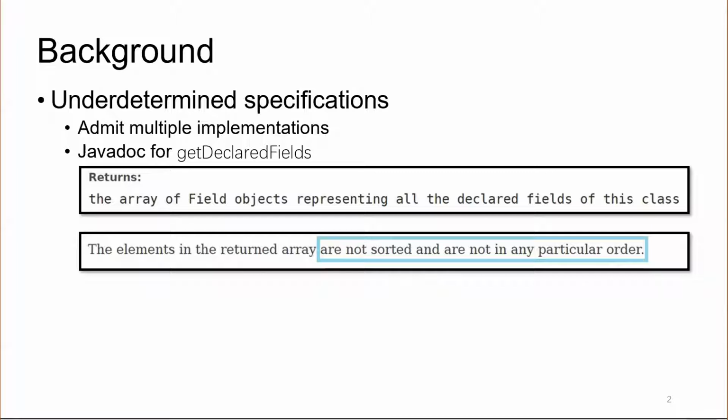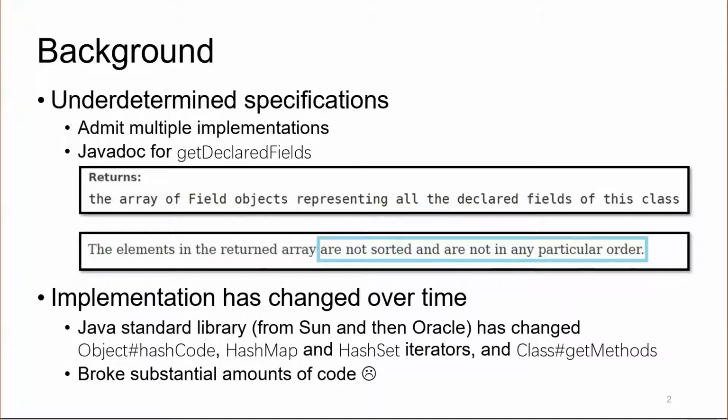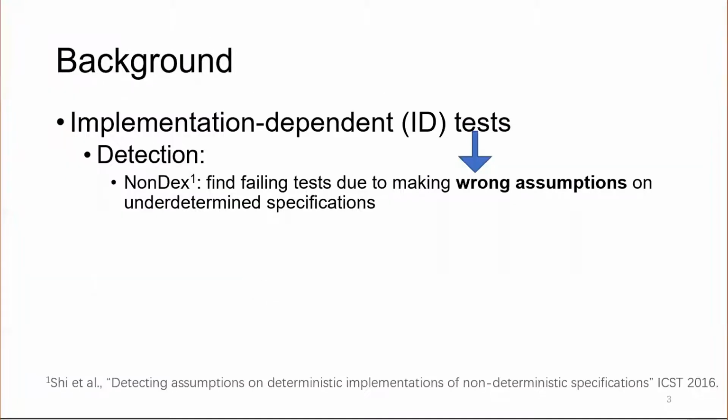The Javadoc specification for this method states that it returns an array of Field objects representing all the declared fields for this class. And also, the elements in the returned array are not sorted and are not in any particular order. In practice, the Java standard library has changed the implementation over time. For example, several widely used methods such as hashCode, HashMap, and HashSet iterators and get methods on several occasions broke substantial amounts of code. We call tests that fail due to making wrong assumptions on underdetermined specifications implementation-dependent tests.